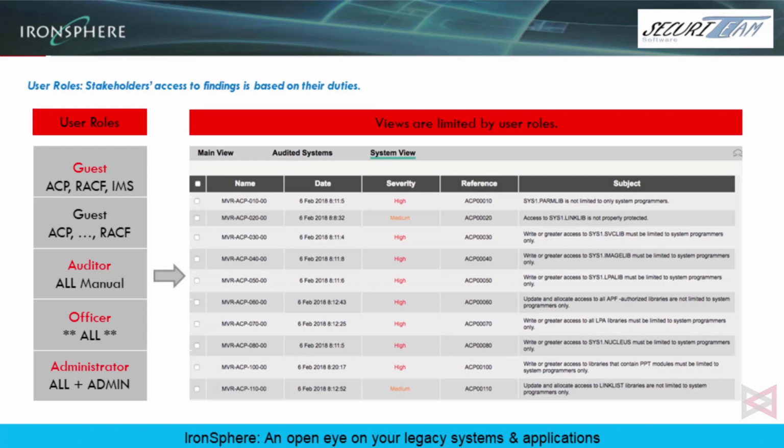The security officer is a role that can see all checks and auditing findings. The last role is administrator, who can also configure the server. This means that he can define users, assign roles to them, and set many other parameters which define the server behavior. The views in the main body of the screen are limited by the user role and can be expanded to view details by clicking on the rows here, and we will see that later in more detail.